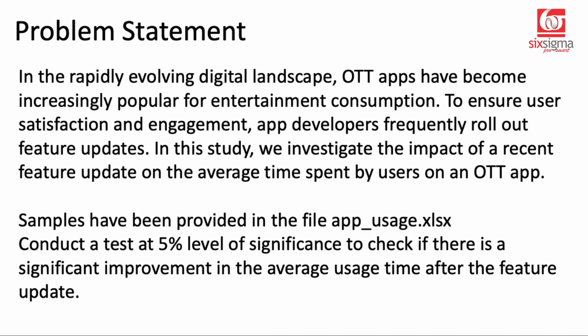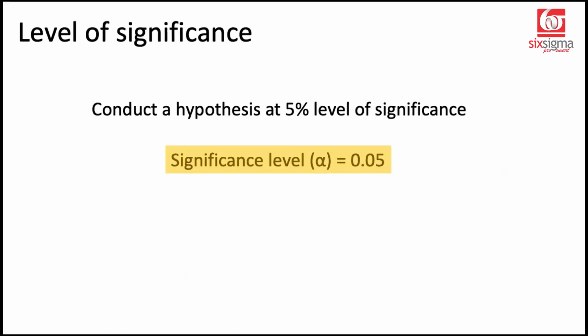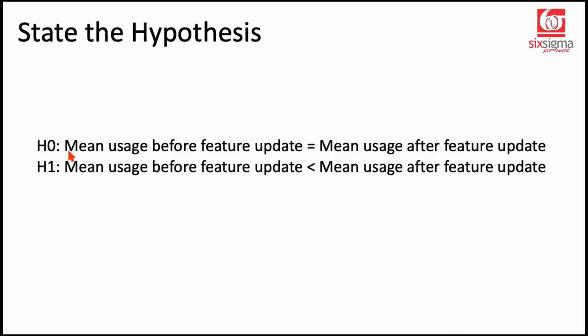So once again, let's understand what information has been provided. First is, of course, we know the test is to be conducted at 5% level of significance, or the alpha value is 0.05. So what is the hypothesis? The null hypothesis is that mean usage before the feature update is the same as the mean usage after the feature update. We'll assume everything remained the same. However, the OTT platform would definitely want to claim that the usage after is greater than the usage before. It has brought about an improvement in the engagement.